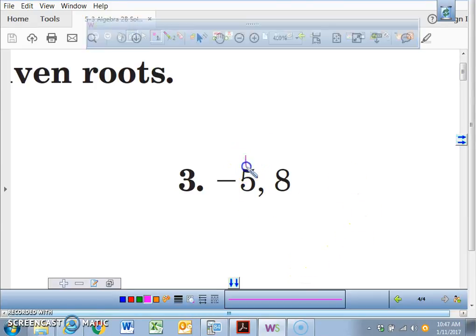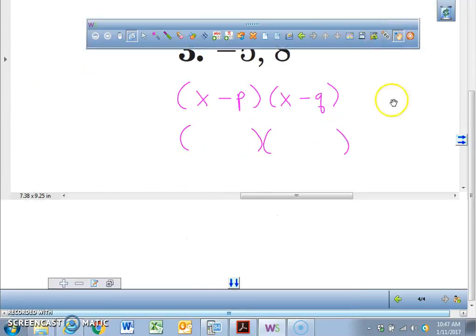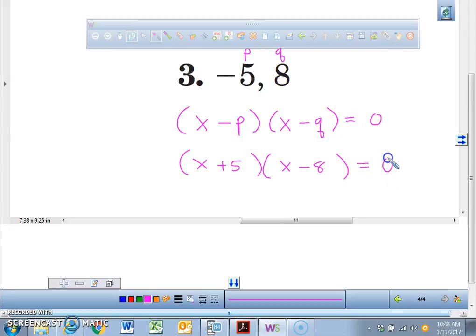So here we go. I'm going to label this one P. I'm going to label that one Q. So we're doing number 3. X minus P and X minus Q. This one's a little bit trickier. If I say X minus a negative 5, that's going to become a positive 5. Very good. And X minus 8 is just X minus 8. And we're going to set this equal to what? Set it equal to 0.